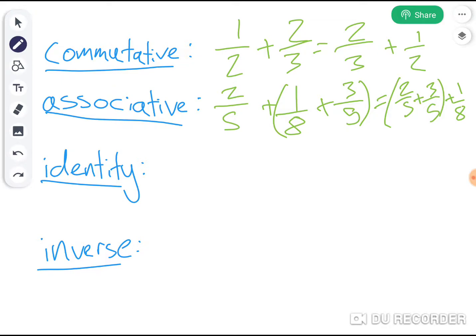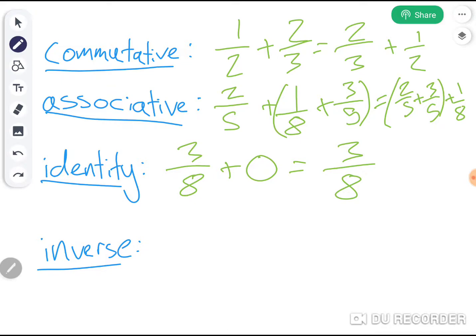The identity property of addition is quite simply anything plus 0 is still going to be that number that we started with. So if we have 3/8 and we add 0, we are still going to have 3/8.